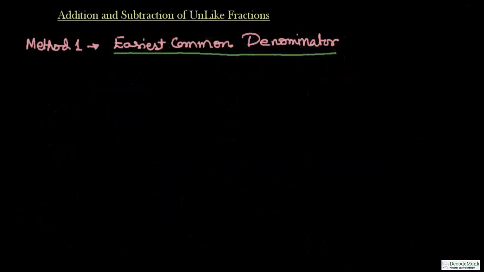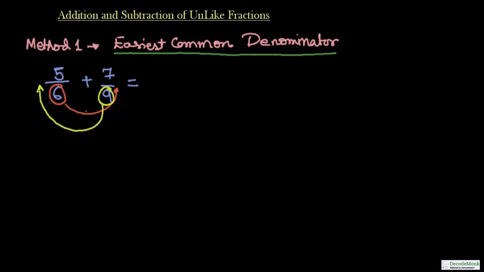Let's take a few more examples of addition and subtraction of unlike fractions using method 1, that is, finding the easiest common denominator. Say for example we wish to add 5 by 6 plus 7 by 9. What our method 1 says is to take one denominator and multiply that denominator with the top and bottom number of the second fraction, and take the denominator of the second number and multiply the second fraction and then multiply that with the numerator and denominator of the first fraction. Let us see the whole procedure in action.